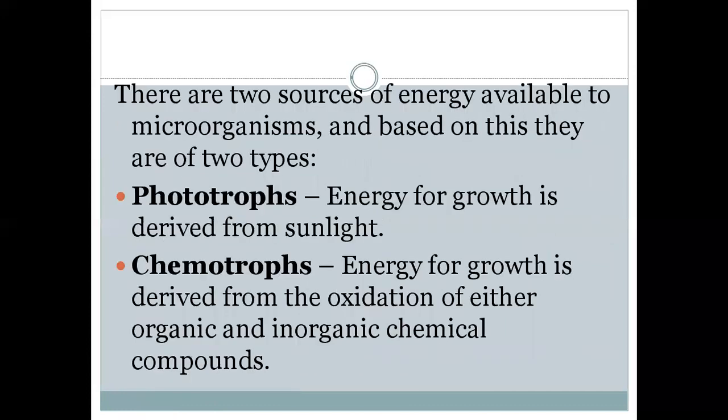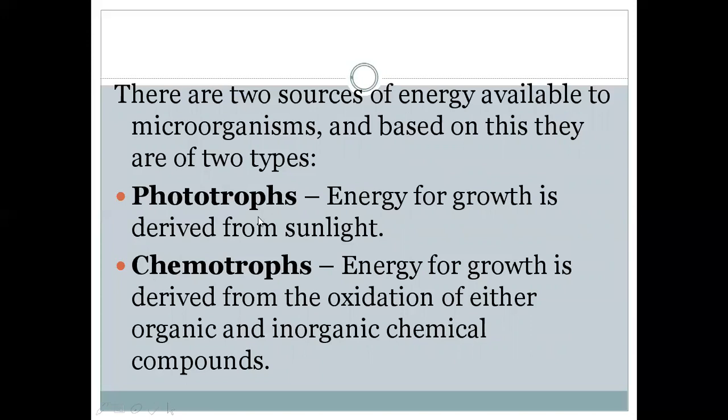Now, there are two sources of energy available to microorganisms, and based on this, they are of two types. So from where are they getting energy? If they are getting it from light, they are called phototrophs, and if the organisms are getting energy from chemicals by breakdown of chemicals, they are called chemotrophs. Based on the source of energy, microorganisms can be divided into two types: phototrophs and chemotrophs.